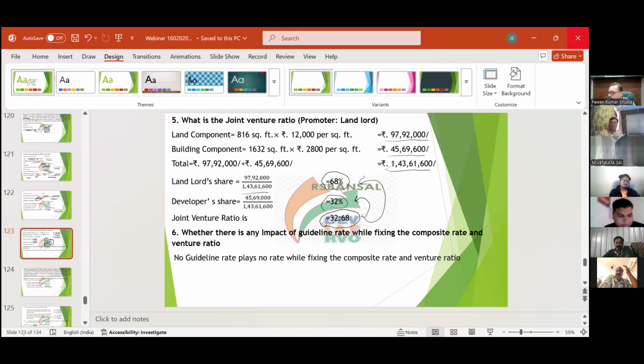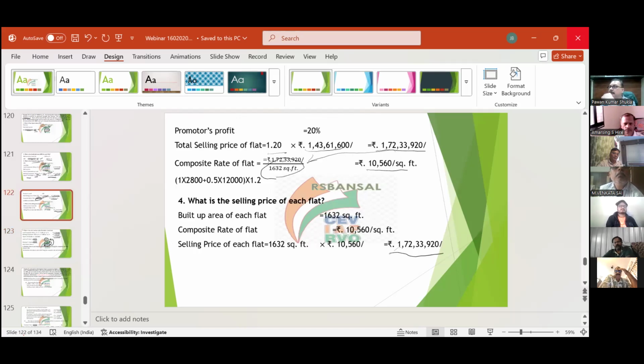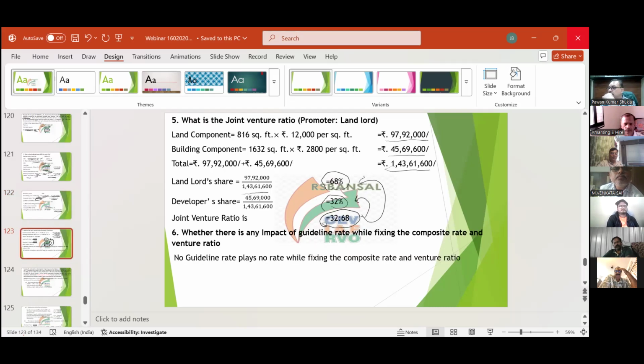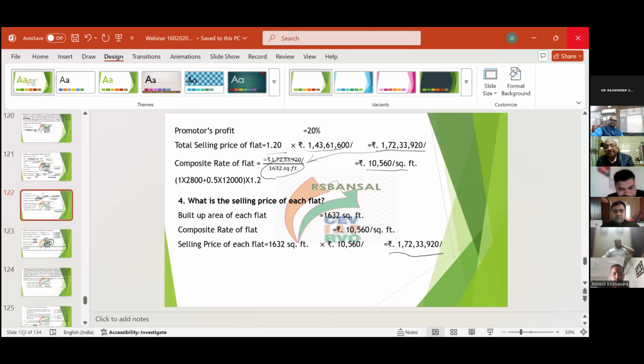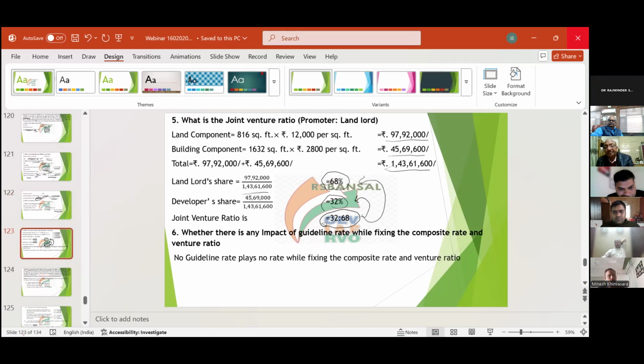Sir, we are not using the promoter's profit of 20% here. We are not using this in the joint venture ratio. In the joint venture ratio, the only thing you have to take is how much share he has invested in the project. It has nothing to do with the profit he wants for selling. That is the thing we have to consider.